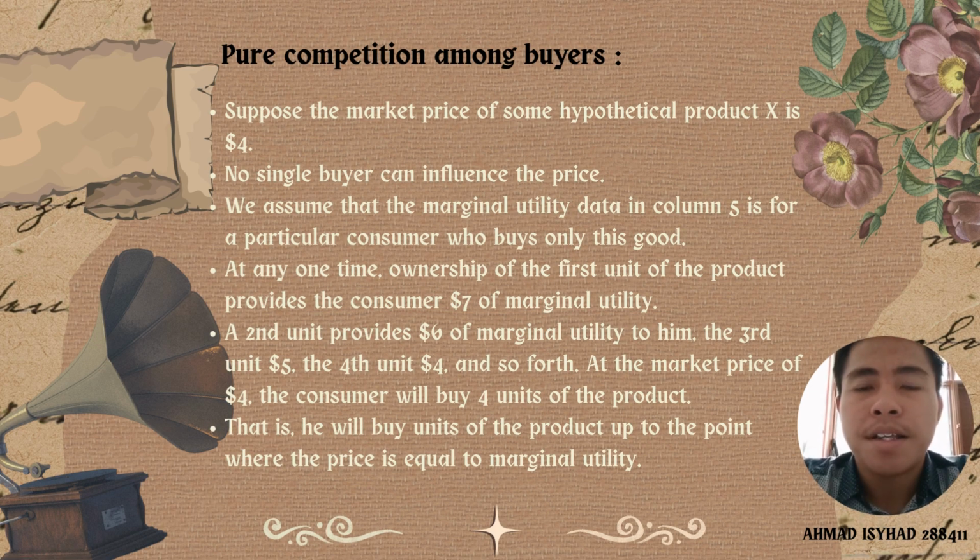Pure competition among buyers: suppose the market price of some hypothetical product X is $4. No single buyer can influence the price. We assume that the marginal utility data in column 5 is for a particular consumer who buys only this good. At any one time, ownership of the first unit of the product provides the consumer $7 of marginal utility. A second unit provides $6 of marginal utility to him. The third is $5, the fourth unit is $4, and so forth. At the price of $4, the consumer will buy 4 units of the product. That is, he will buy units of the product up to the point where the price is equal to marginal utility.